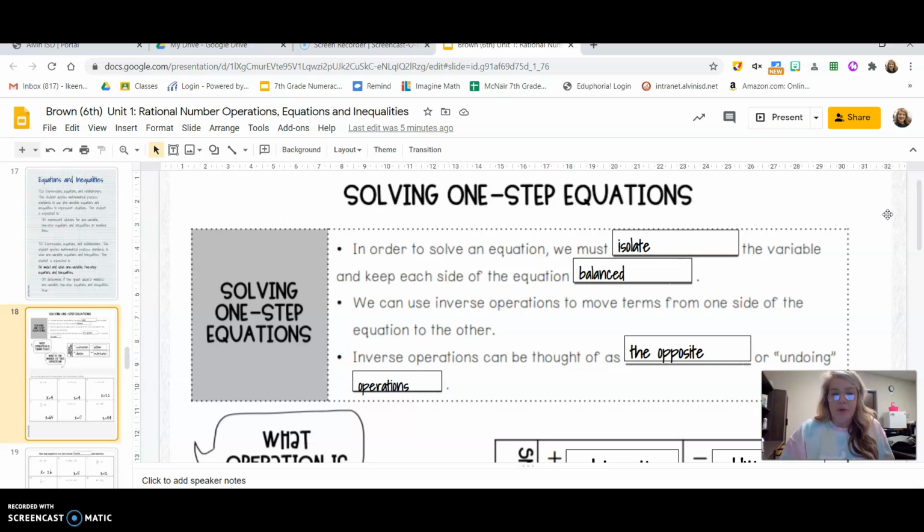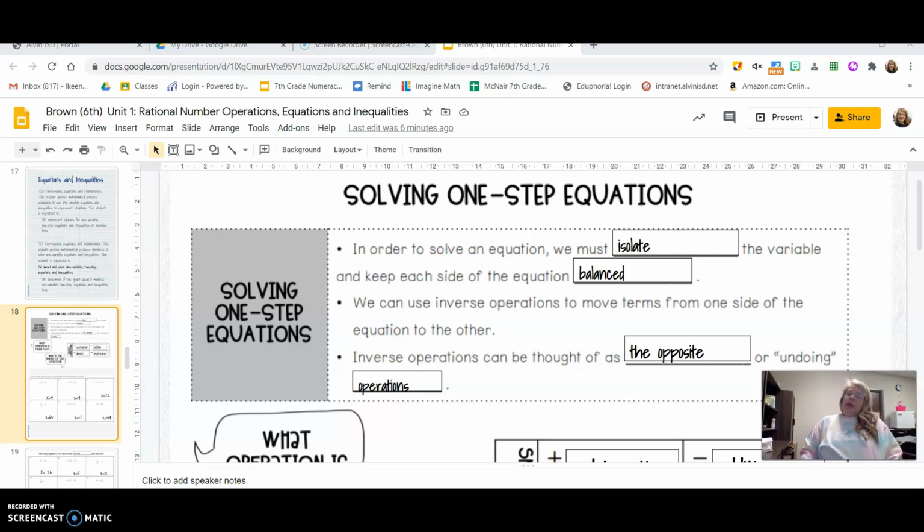So, solving one-step equations. In order to solve an equation, we must isolate the variable and keep each side of the equation balanced. We're going to talk about this a little bit more in class, but the variable is the letter in the problem. Usually you'll see an X, it could be a G, it could be an L, but we're trying to isolate that L and get it by itself. The letter needs to get by itself.